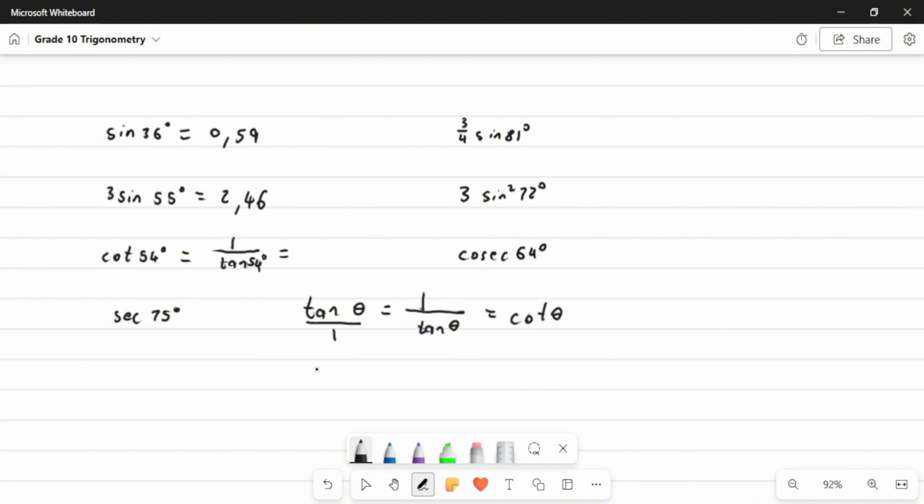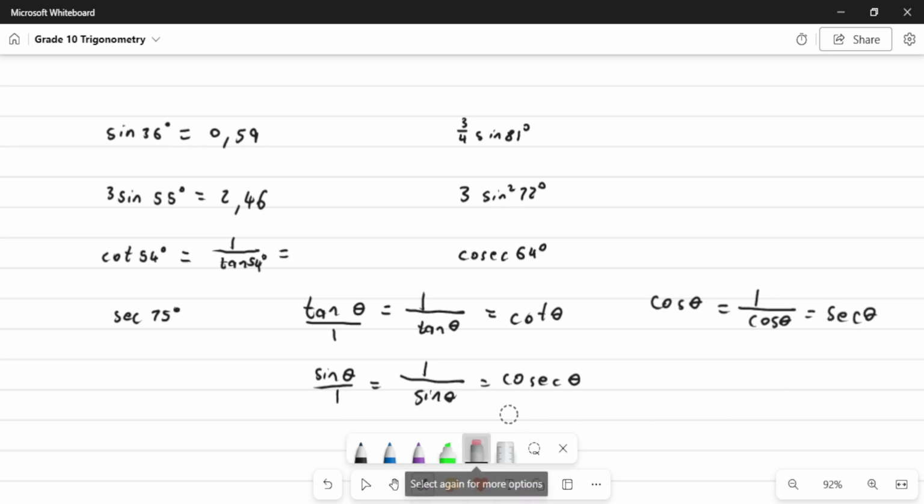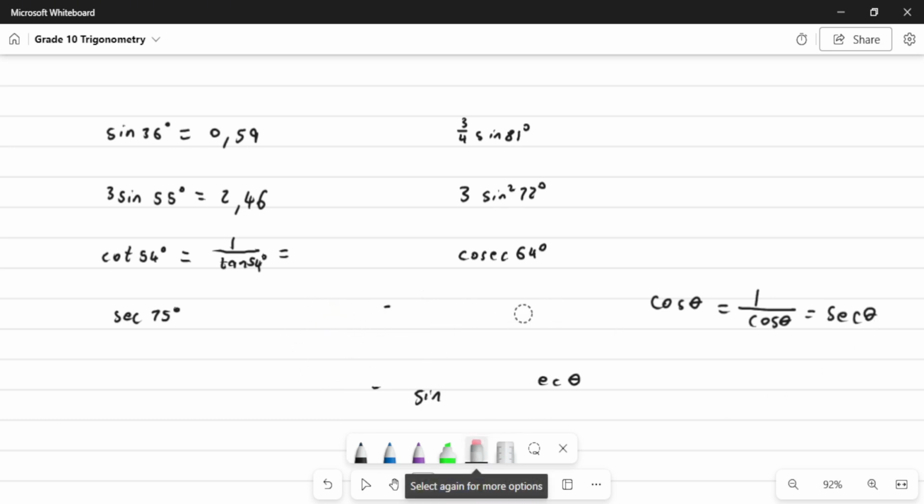Understood? Same with sine. The reciprocal of sine theta over 1 is 1 over sine theta. But we take this and give it a single name: cosec of theta. Understood? The reciprocal of cos theta is 1 over cos theta. But we take this and give it a single name and call it sec theta. Understood?